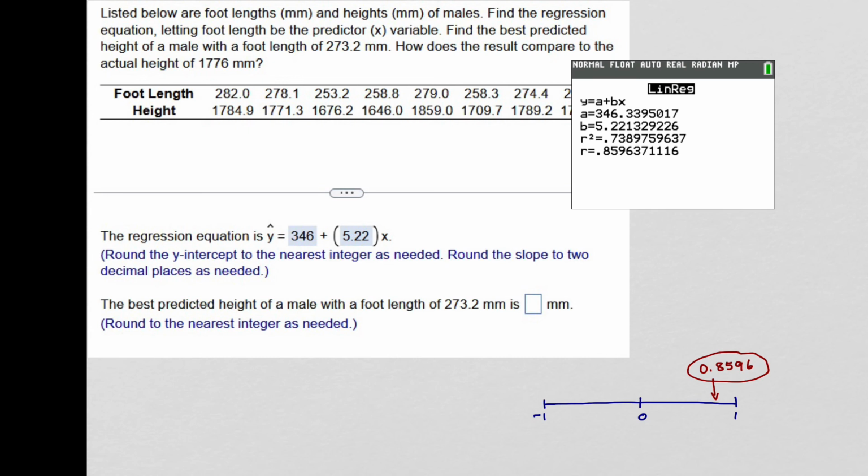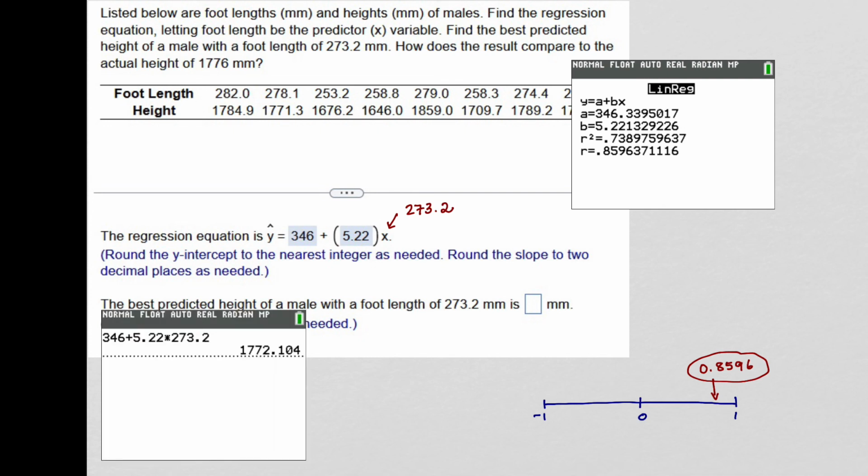So that means that the regression equation is a good model for this data. So we want to use the regression equation, and we're going to plug in 273.2 for x. And calculate that best predicted height. And here I got 1,772, and it said to round to the nearest integer, so that's what I would put in there.